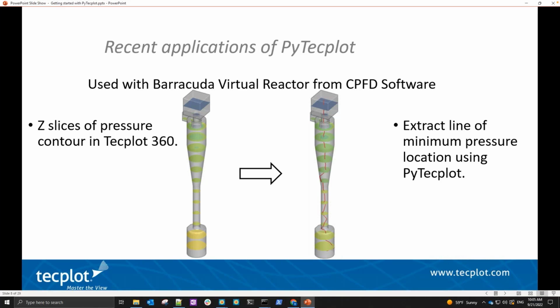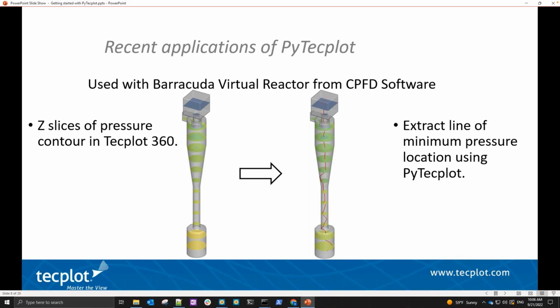So because PyTecplot gives direct access to the raw data of the simulation, the minimum pressure location was able to be extracted at defined Z locations within the volume. And then with the set of these XYZ minimum pressure locations, a new zone was generated, which is the line that represents the minimum pressure location as a function of Z, which results in the second plot with a clearer representation of the minimum pressure as that red line along the height of the cyclone. So this example combined Tecplot 360, PyTecplot, and the work of our amazing technical support team to build a custom analysis routine for this data.